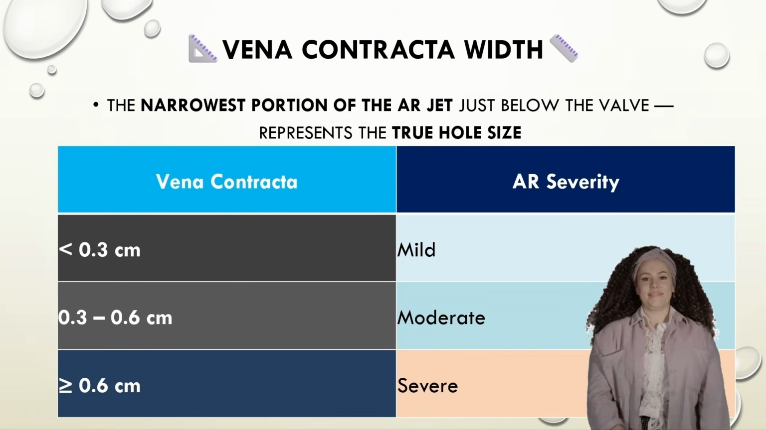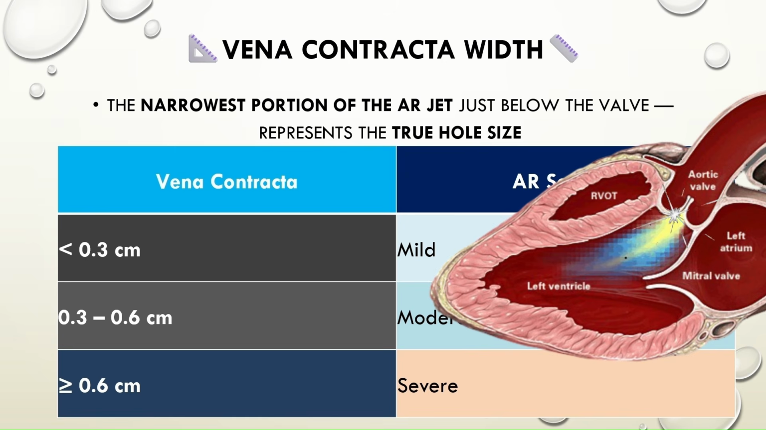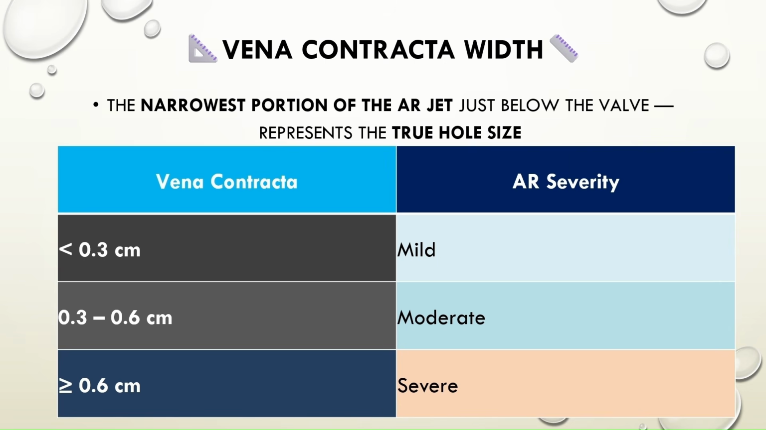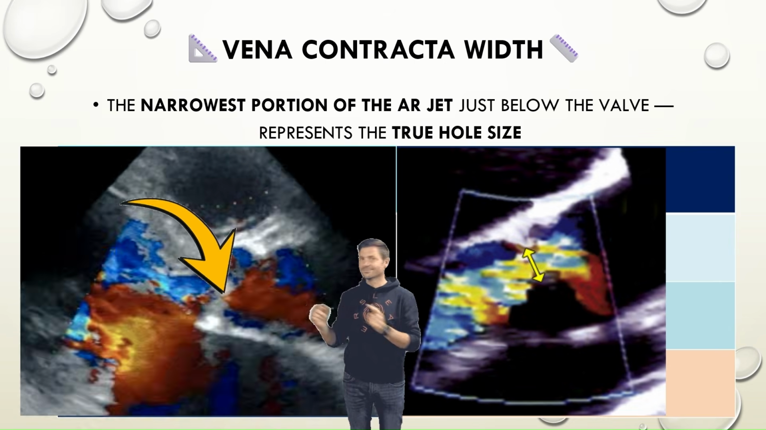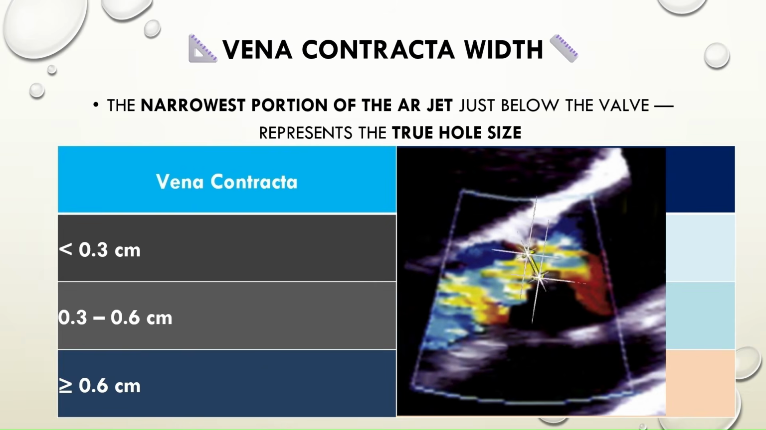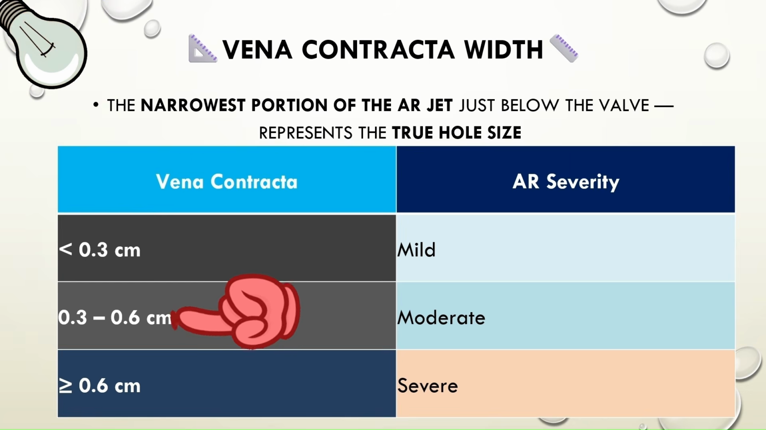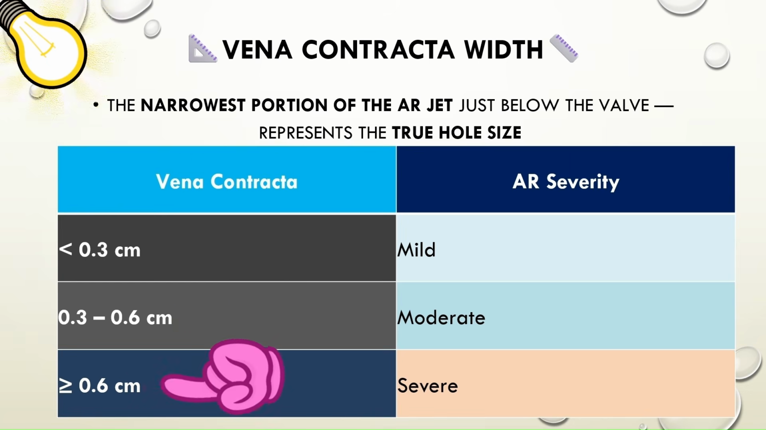Take a look at this table here. Remember, vena contracta is the true hole size. Bigger means worse. For aortic regurgitation, measure the narrowest portion of the color jet just below the aortic valve in diastole, using the parasternal long axis view with color Doppler zoomed and the Nyquist limit optimized. Remember to measure inner edge to inner edge at the vena contracta, not the jet length. A vena contracta less than 0.3 centimeters suggests mild AR. 0.3 to 0.6 centimeters suggests moderate, and greater than or equal to 0.6 suggests severe aortic regurgitation.